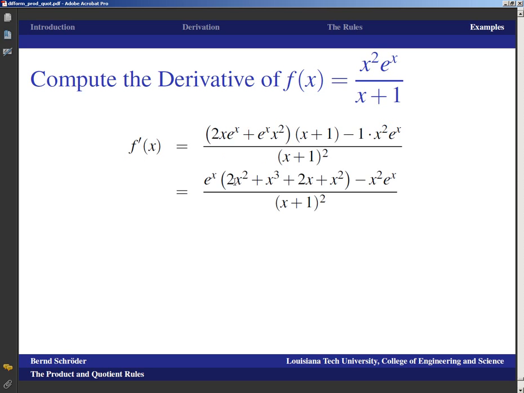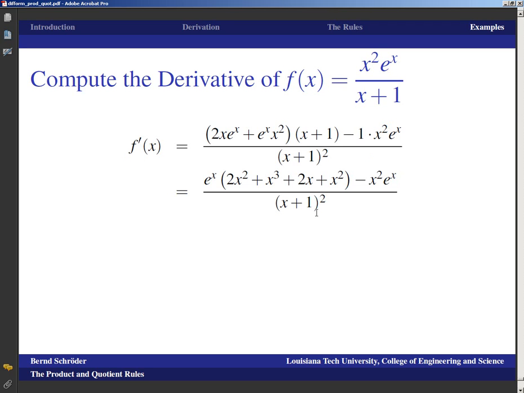2x times x is 2x squared. x squared times x is x cubed. 2x times 1 is 2x. x squared times 1 is x squared. I typically don't remember FOIL, first, outer, inner, last. I just remember that when you multiply out parentheses, everything in the first parenthesis has to be multiplied with everything in the second parenthesis. With a parenthesis of 2 times another parenthesis of 2, you get 4 summands, and that's what I've got here. The 1 here is superfluous, so we just get minus x squared e to the x. And we've got x plus 1 quantity squared in the denominator.